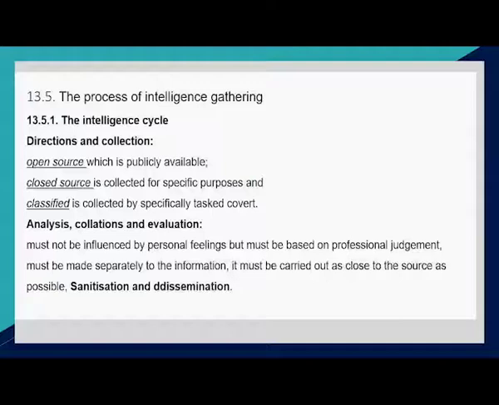Intelligence gathering. The process of intelligence gathering, the intelligence cycle, direction and collection. Open source, which is publicly available. Closed source is collected for specific purposes, and the classified is collected by specifically tasked covert sources.